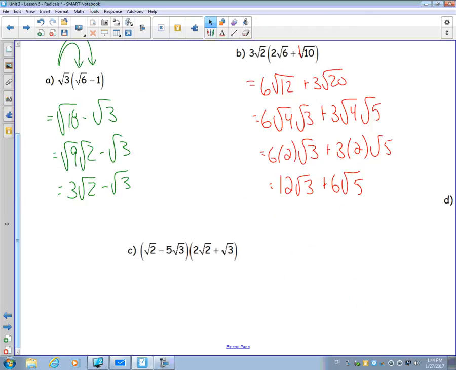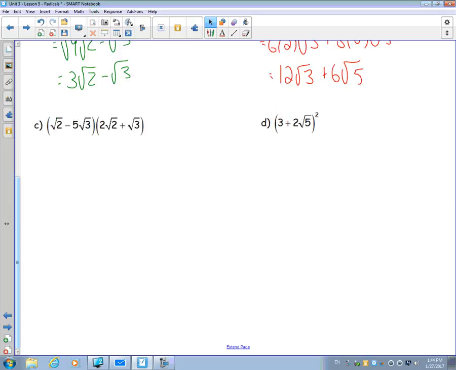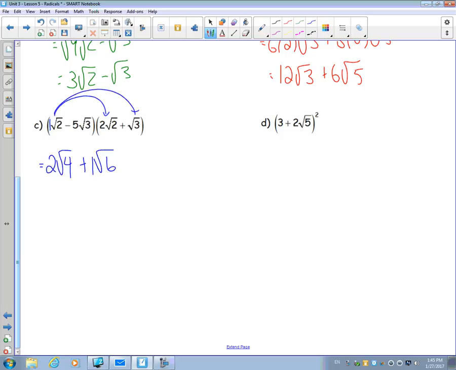And last two. Give them a try. What's going on here? It kind of looks like FOIL, but involving radicals. So let's try it. 1 root 2 times 2 root 2 gives us 2 root 4. 1 times 1 is 1. Root 2 and root 3 makes root 6. Insides. 5 times 2 is 10. Root 3 root 2 makes root 6. Okay, and at the end, minus 5 root 9.